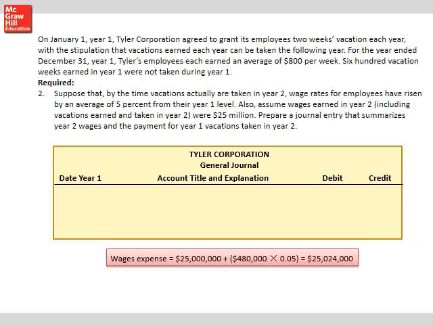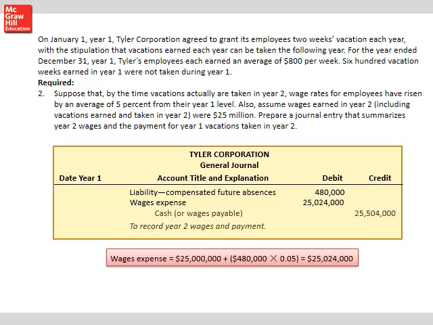Okay, so our journal entries are going to be a liability for future compensated absences. This removes last year's liability of $480,000. We then have wage expense of $25,024,000. So that's the wage expense of $25 million plus the extra $24,000 from vacation accrued last year but taken this year and paid at this year's rate. We then use cash or wages payable of $25,504,000. That's to record the 2-year amount.